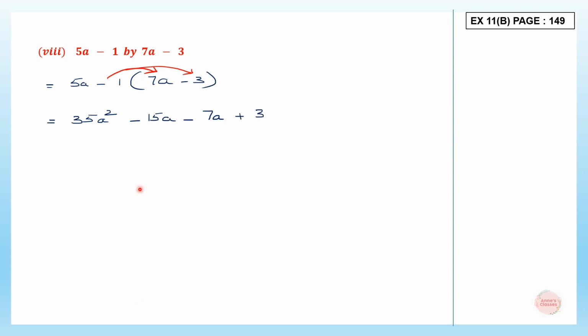Now here again, if you look carefully, we have two like terms. So this we can solve. So here the first part will remain as it is. That is 35a square will remain as it is. Now here we have minus 15a minus 7a. This part is not multiplication. So minus and minus here, since the signs are the same, put the same sign and add 15 plus 7 is 22. 22a plus 3. So what's the final answer? 35a square minus 22a plus 3.